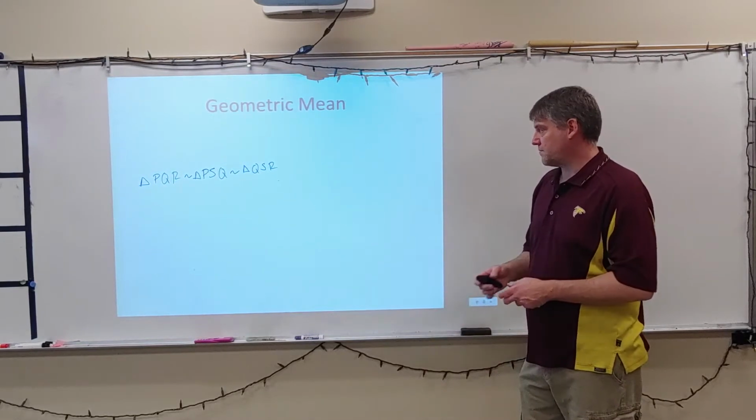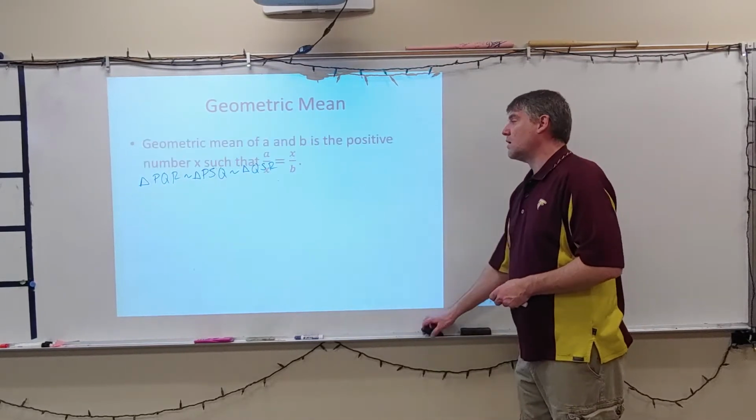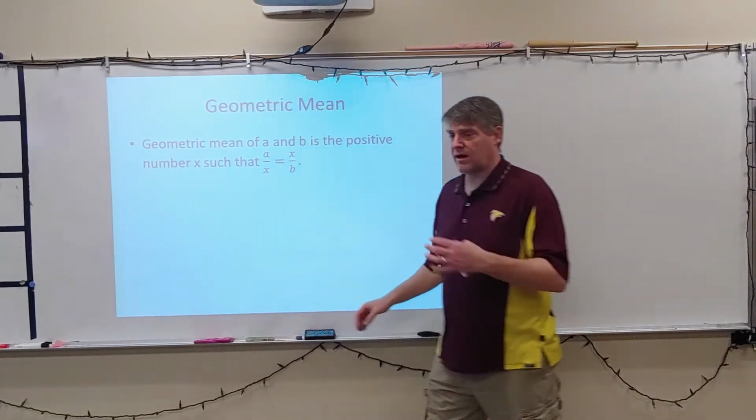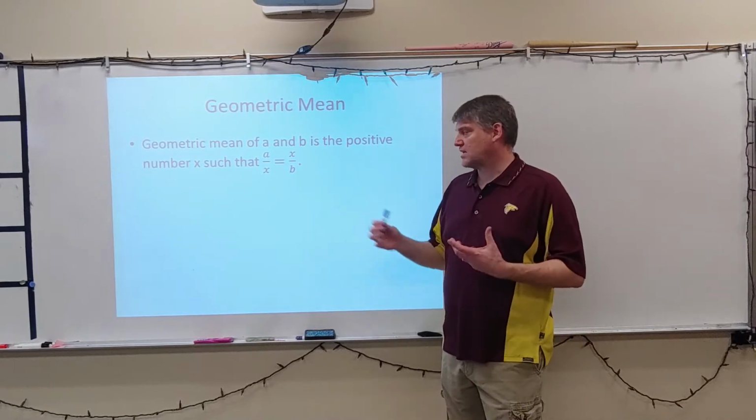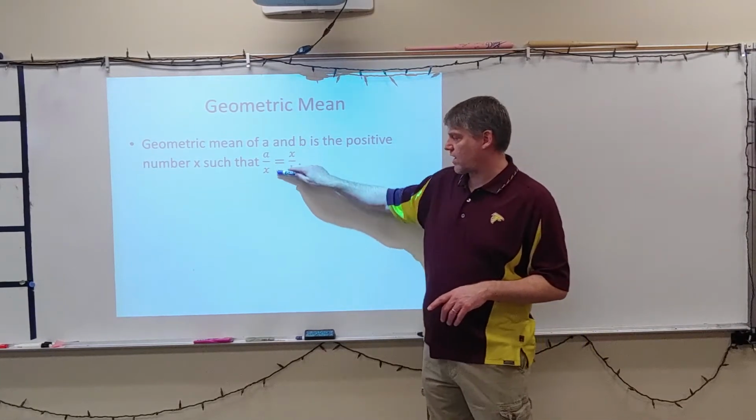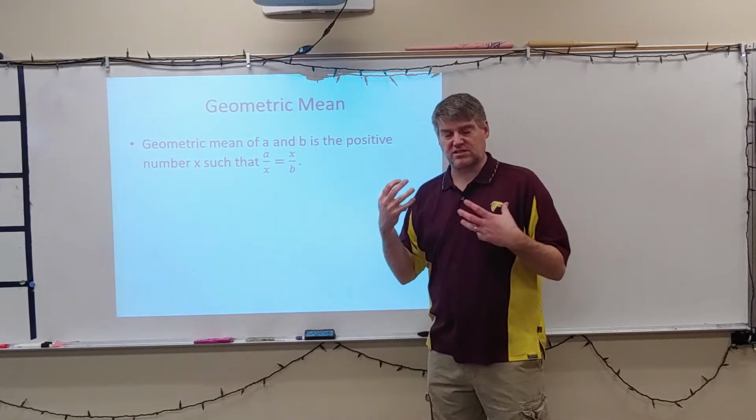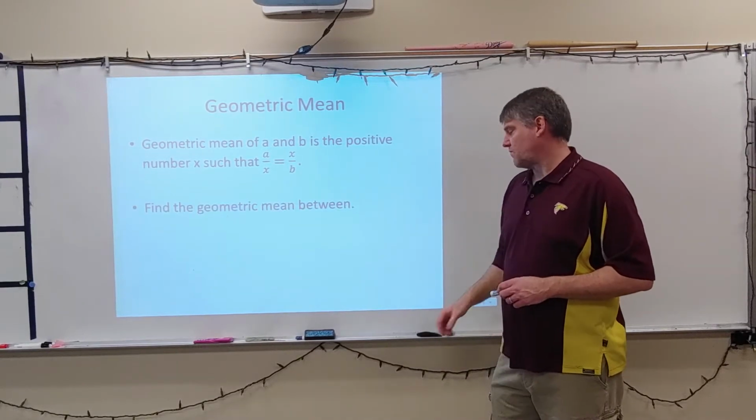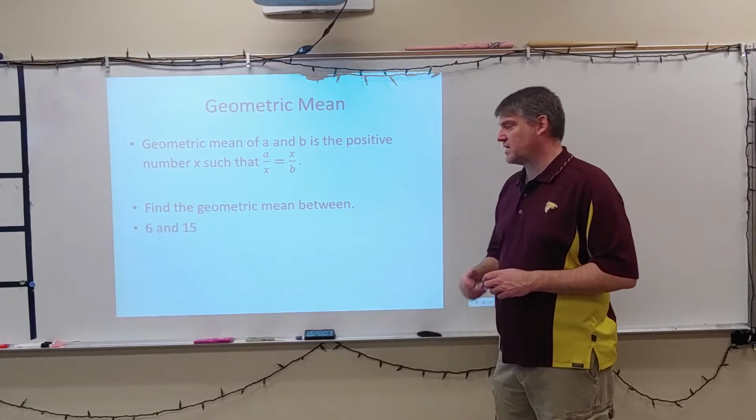Right. The geometric mean. All right. So the geometric mean of A and B is the positive number X such that A over X equals X over B. It gives us the same ratio. All right. So find the geometric mean between 6 and 15.